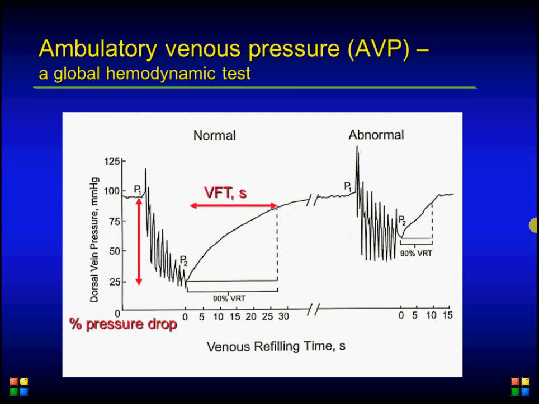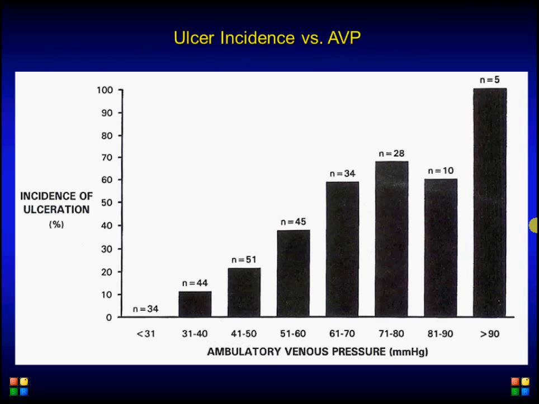Ambulatory venous pressure has been considered the golden standard, a global hemodynamic test, and we all know about it. Does that work? We know that we have the pressure here, and the pressure drop is one factor, and then the venous filling time is one factor. And of course, with the disease, you have a less drop and a shorter period of filling up. And we know that this is related to the incidence of ulceration.